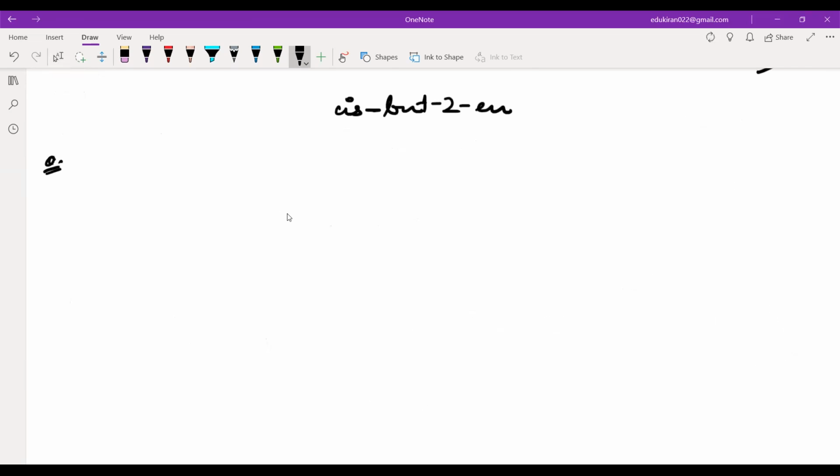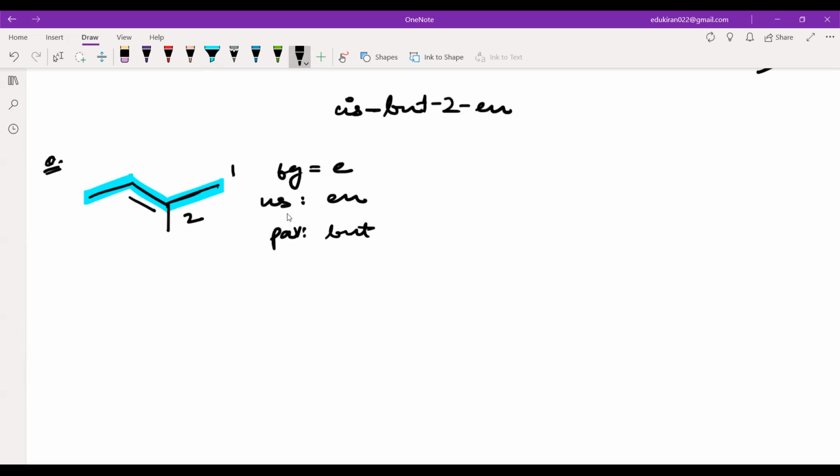So question, let us say you have a molecule like this. What is the functional group? It is E, and the unsaturation is En. The parent is 4 carbons, so that is why this will be bute. And let me give the numbering. I think we should start from here: 1, 2, 3, and 4.